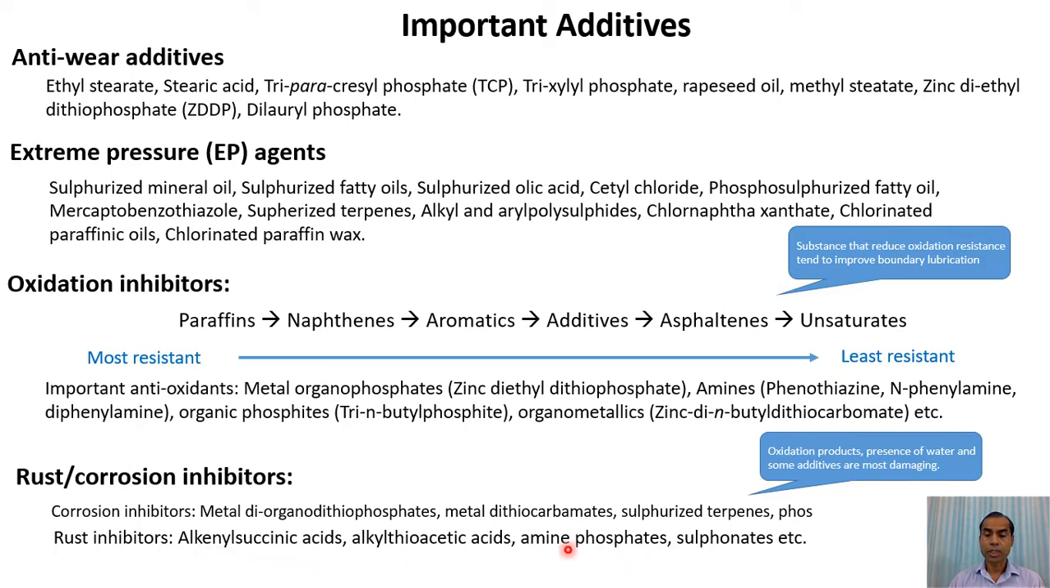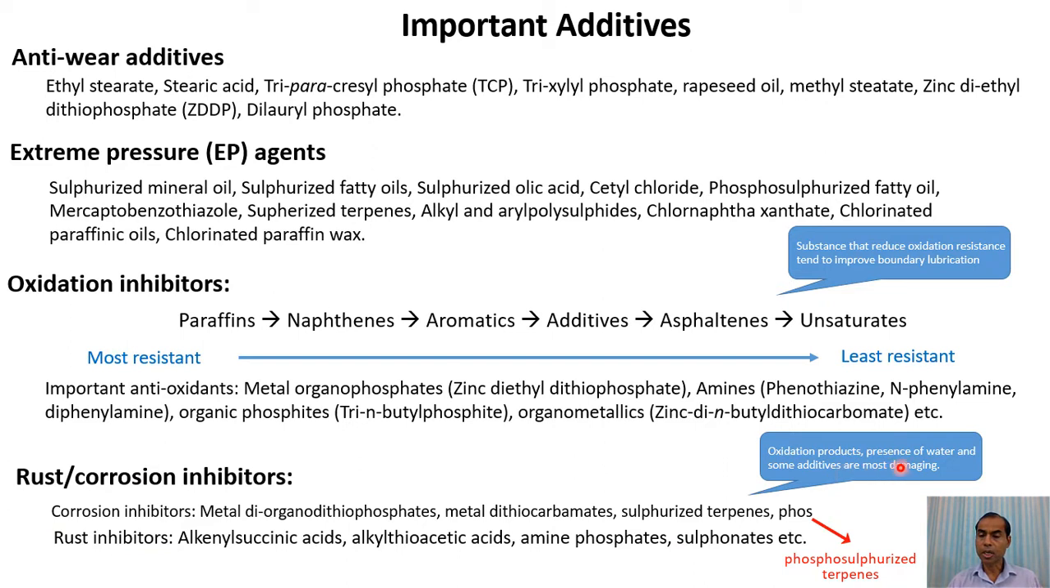So these are the materials that can be added into the oil so that the oil can protect the ferrous surfaces, and in most of the applications we have ferrous materials like iron and steel, so they are very much important. But again, there are also aluminum or copper in them, so we need corrosion inhibitors as well as rust inhibitors.